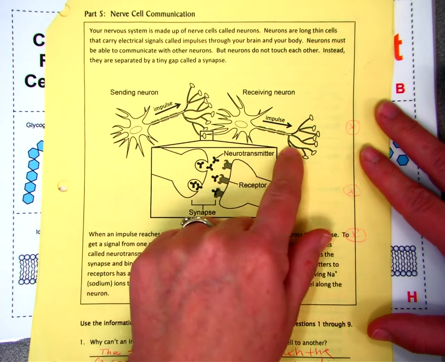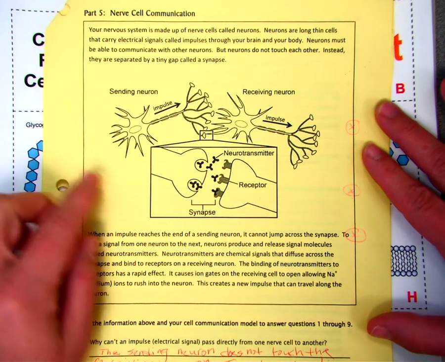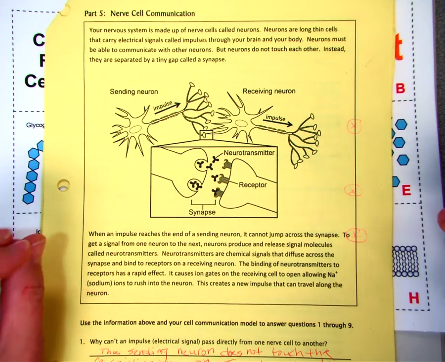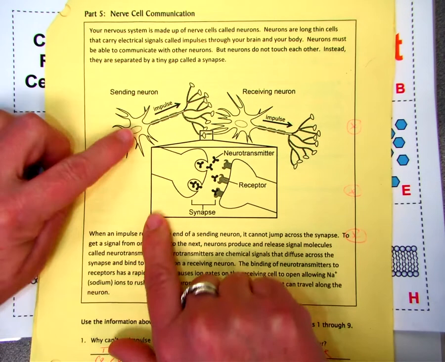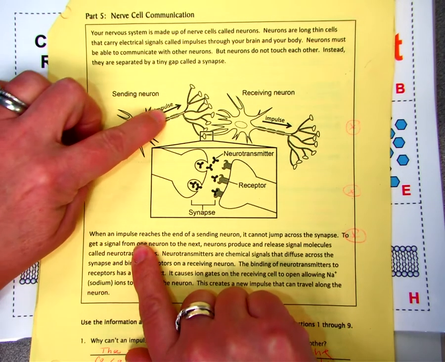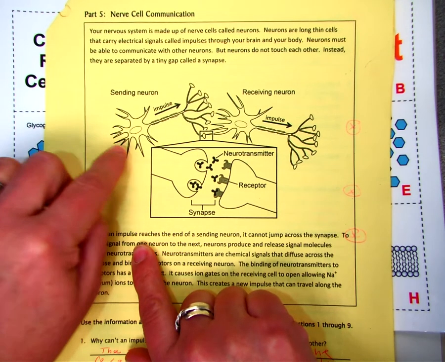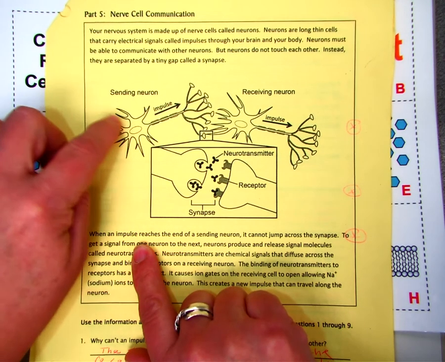Okay, it's adapted this way for a reason. They're really neat. They carry electrical signals, and that's how they communicate. The signals are called impulses, and impulses travel in a one-way direction. The nerve cell or neuron detects it on this end.